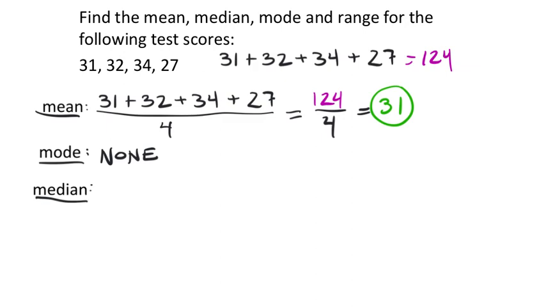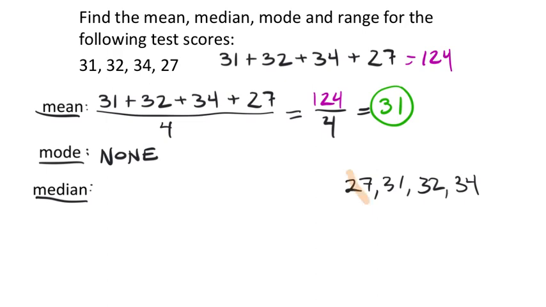The median is the number that's right in the middle. Now again, the list needs to be in order from least to greatest. So I'm going to do the work here on the right, and I'm going to list these in order from least to greatest. I'd have the 27, that's the smallest, then 31, then 32, and then 34. Even though this is a small list, this is how I would usually find the middle, especially if it was a big list.